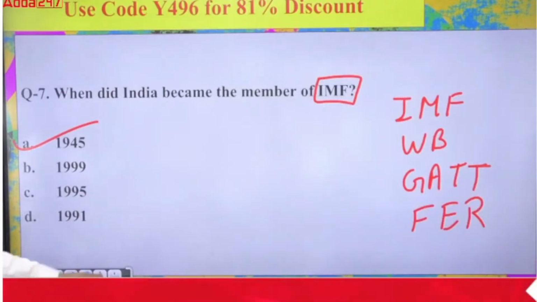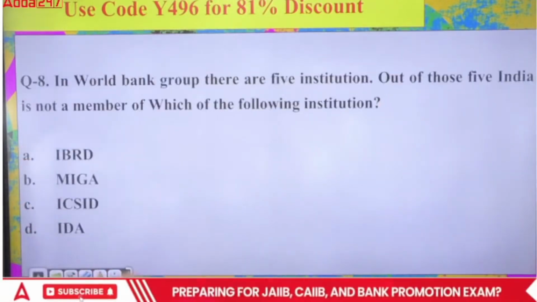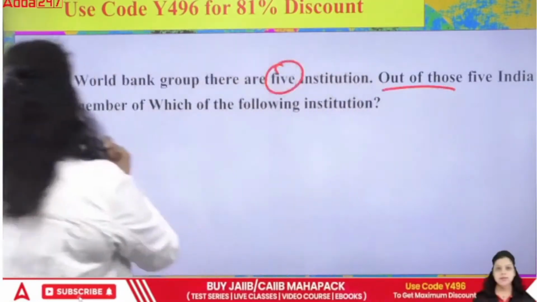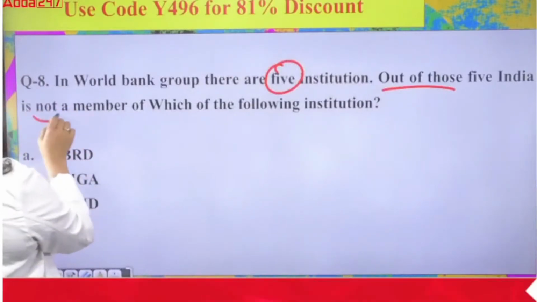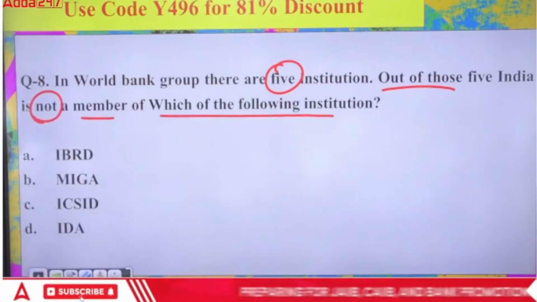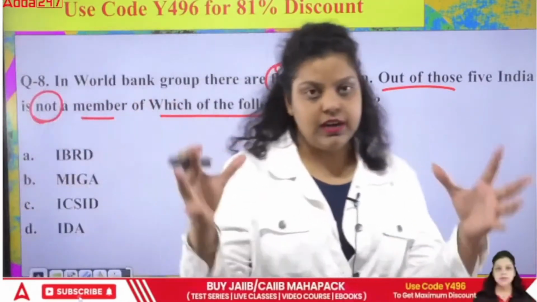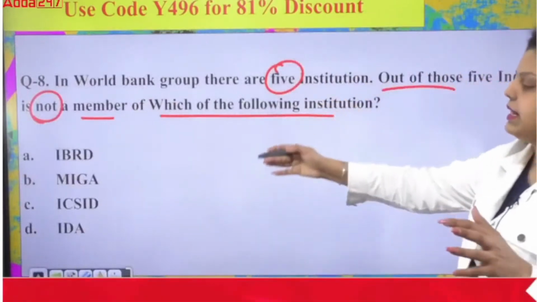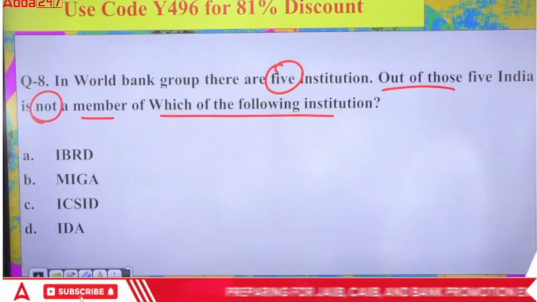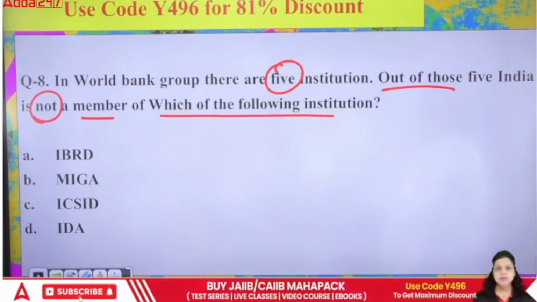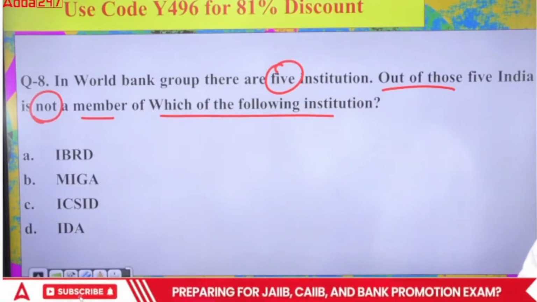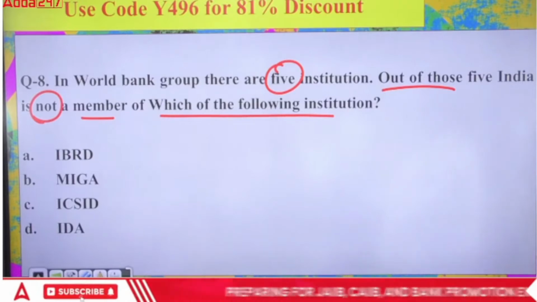Okay, next. In World Bank Group, there are 5 institutions. Out of those 5 institutions, India is not a member of which of the following institutions? We have discussed that World Bank has 5 institutions in its World Bank Group: IBRD, MIGA, ICSID, IDA, and IFC. Out of these 5 organizations, India is not a member of which of the following?